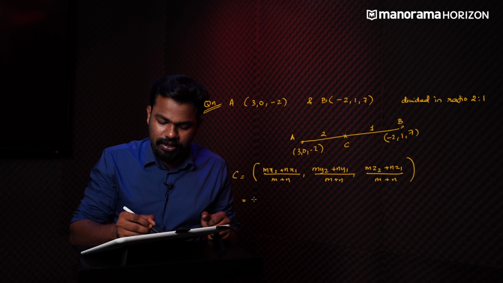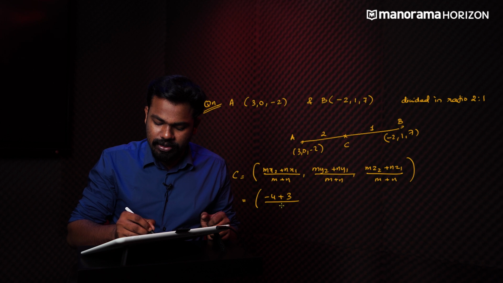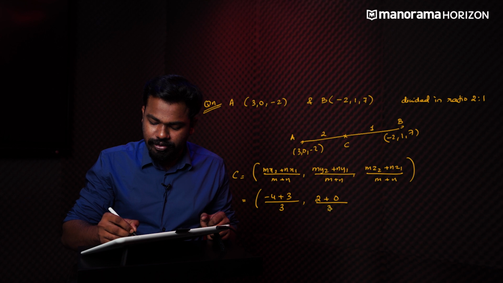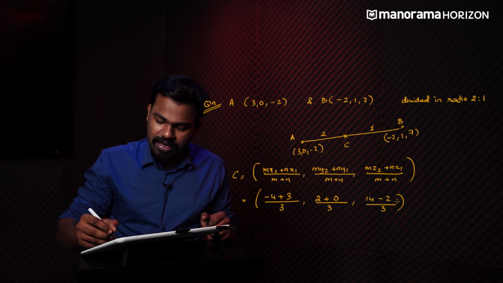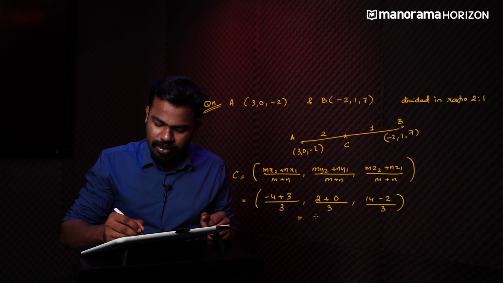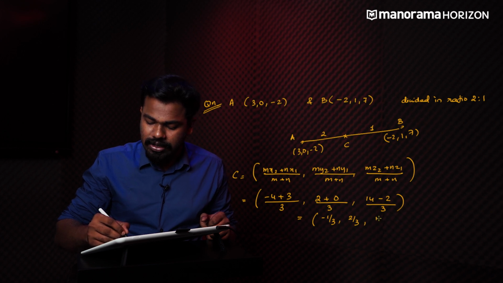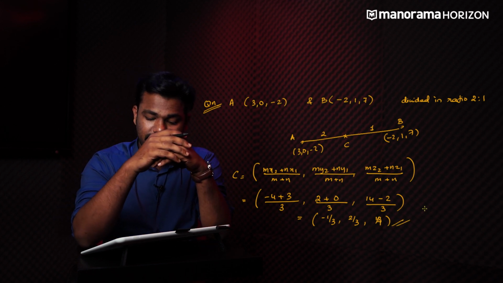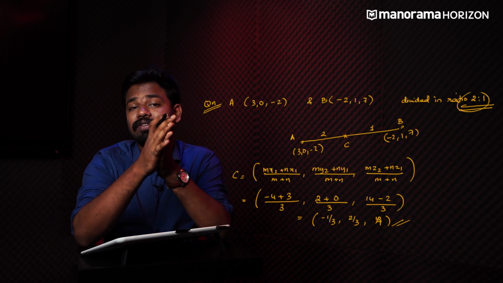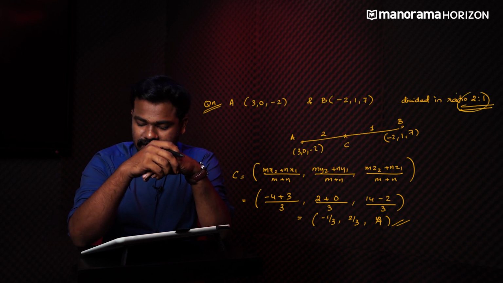So directly if I put all this, I'll be getting (2 into negative 2 minus 4, plus 1 into 3, that is 3) by (2 plus 1), that is 3, comma (2 into 1, that is 2, plus 1 into 0, 0) by (2 plus 1), 3, comma (2 into 7, 14, plus 1 into minus 2, minus 2) by 3. So that gives C equal to (minus 4 plus 3) by 3, that is minus 1 by 3, (2 plus 0) by 3 is 2 by 3, (14 minus 2) by 3 is 12 by 3, which is nothing but 4. So you get the coordinates of the point which divides the line AB in the ratio 2:1. So directly we have substituted into the section formula here to get the answer.